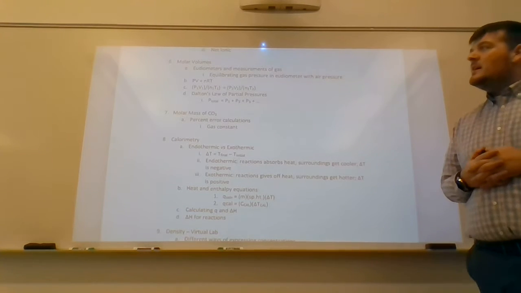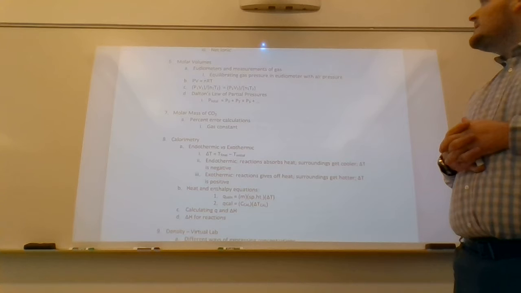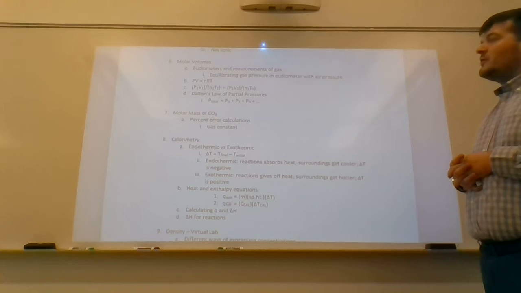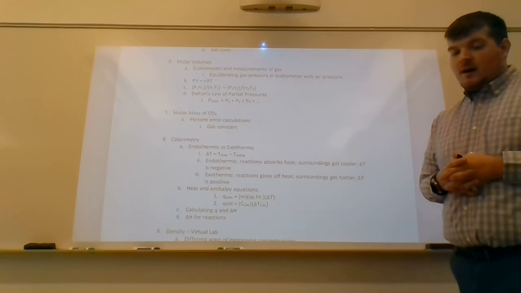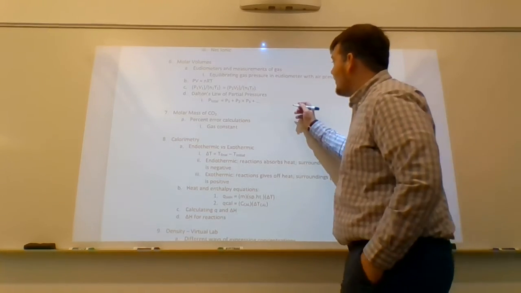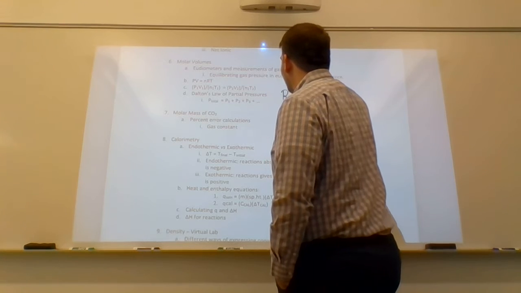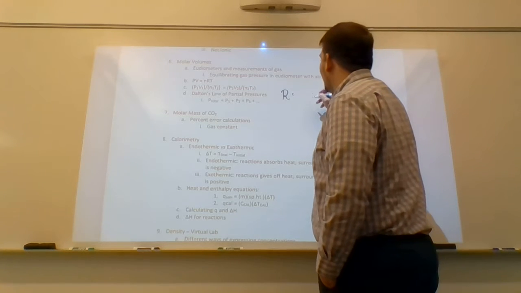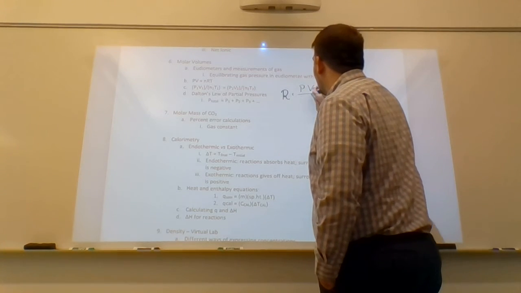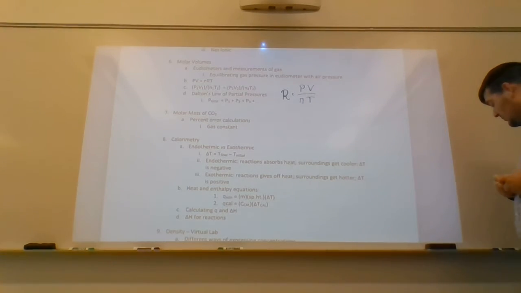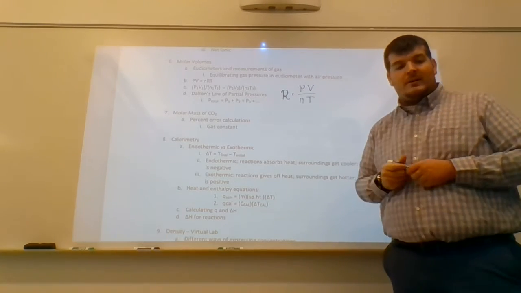On this list, it says the things that you should know are what eudiometers are and how they measure gas, and also equilibrating the gas pressure in the eudiometer with the air pressure. Remember, when we were doing this lab, ultimately what we were trying to find is the value of R. If we take our PV equals nRT equation, R would be PV over nT. The important part of this lab was for you to use whatever equipment you had to get measurements for these 4 parameters.